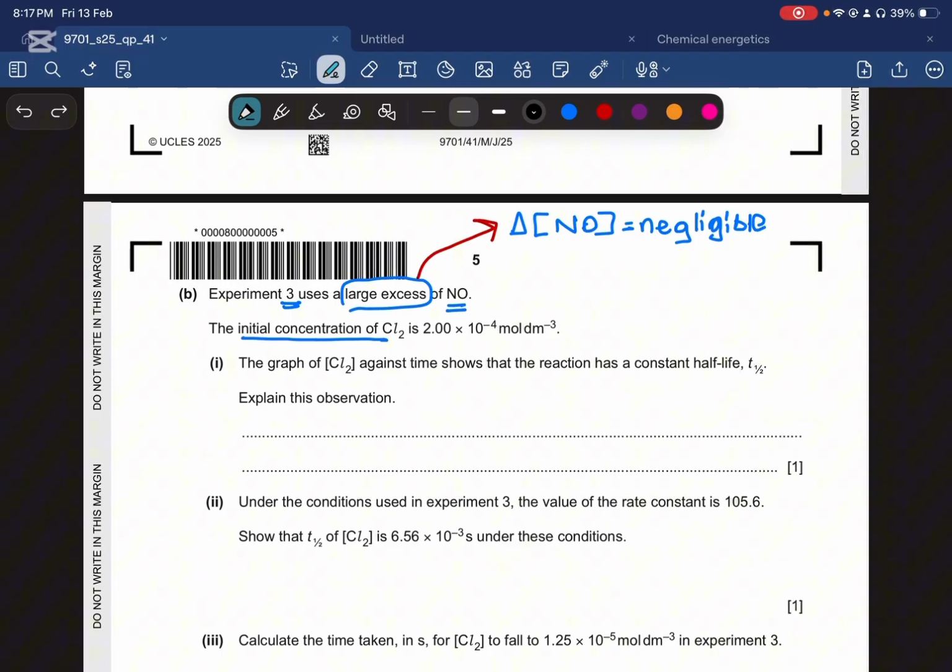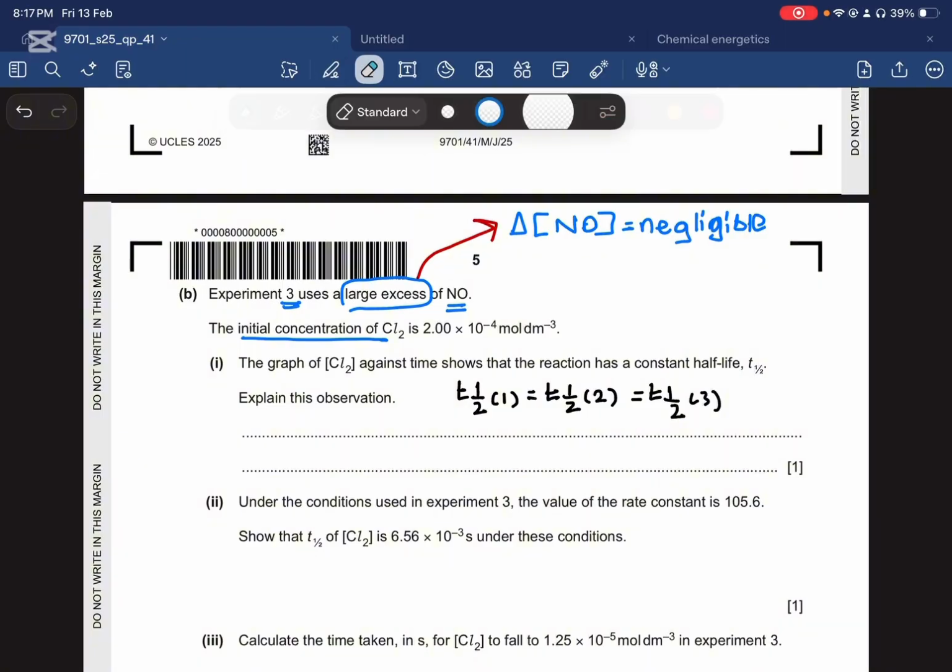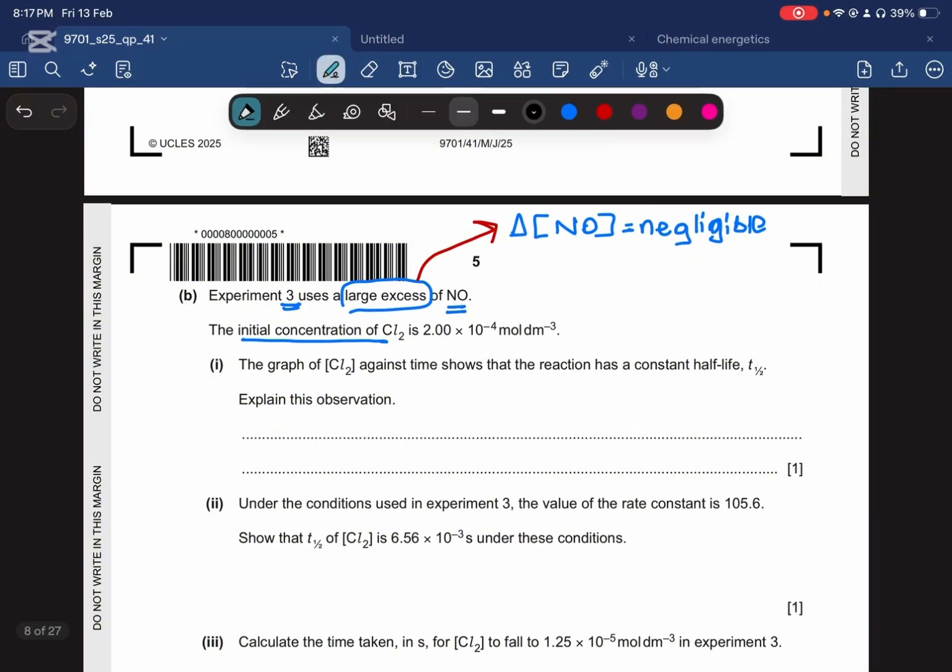Whenever the reaction is first order, or the overall order is 1, the reaction will always have a constant half-life, meaning the first half-life of the reaction is going to be equal to the second half-life, which is going to be equal to the third half-life, the fourth, the fifth, and so on. The consecutive half-lives are going to be constant when the order of reaction is 1.